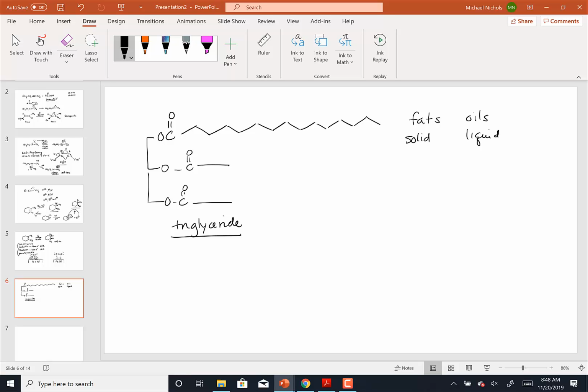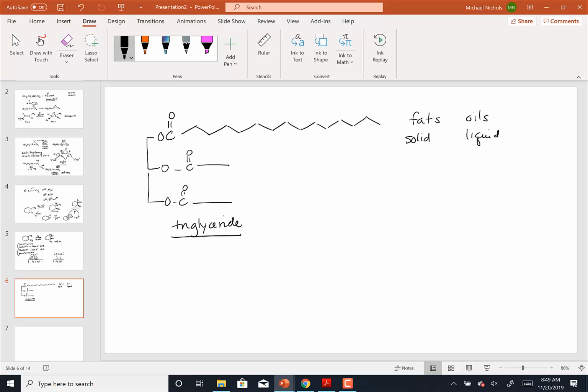So if we're going to the grocery store and we're buying triglycerides, we have lots of choices. We have coconut oil that's a solid. It's a low melting solid, but it's a solid nonetheless. We can go with vegetable or canola oil, which would be a liquid. And the real difference in those fats and oils is the length of the chain, but also whether they have a double bond or not.